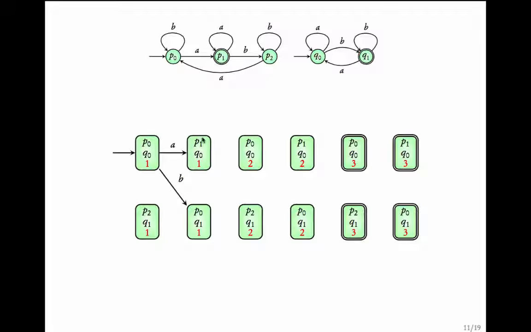Let us look at this transition. P1 on an A stays in P1. Q naught on an A stays in Q naught. So in principle, we would have given a transition from P1 Q naught to P1 Q naught. However, what about the 1?